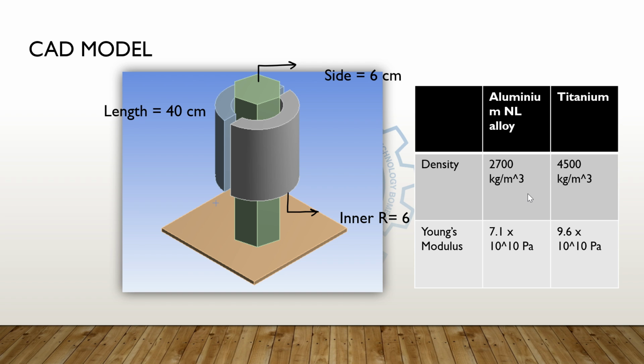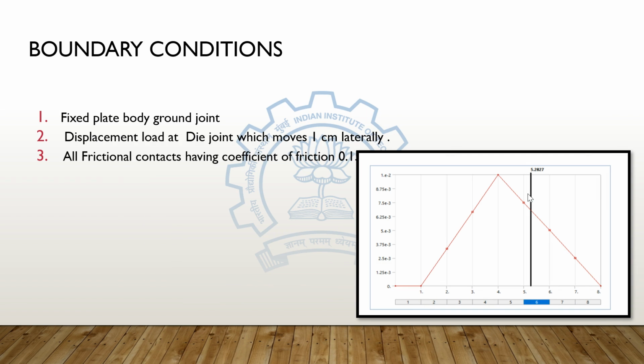The reason why we use a plate is because we want to provide two types of boundary conditions in our model. A fixed plate will provide a different boundary condition than the free end. And here are the Young's modulus and density of the aluminum and titanium.